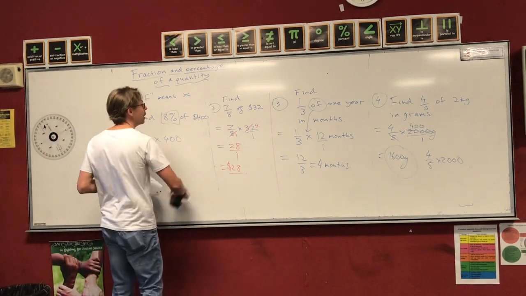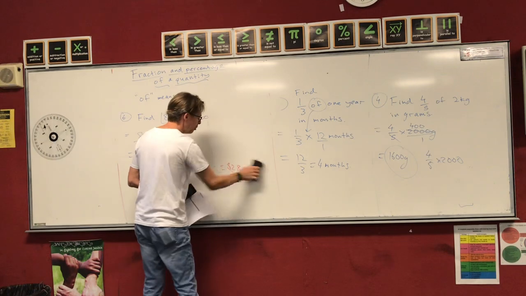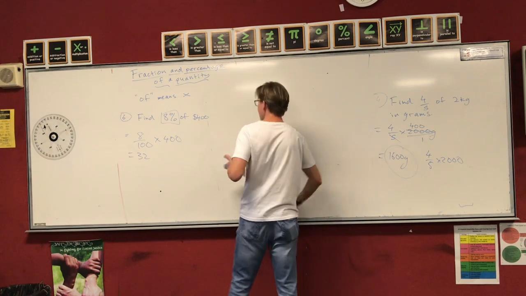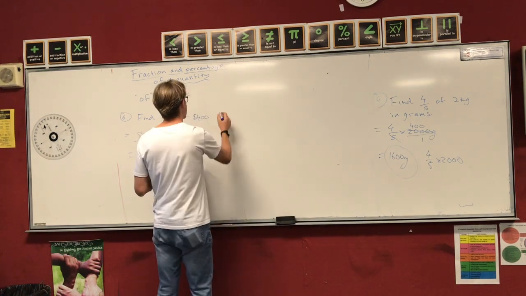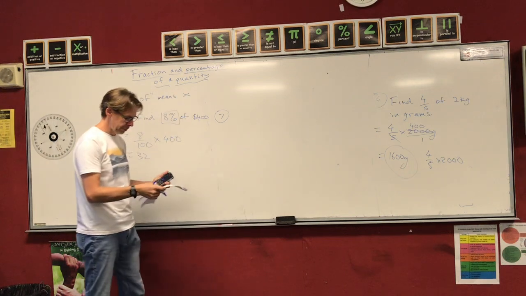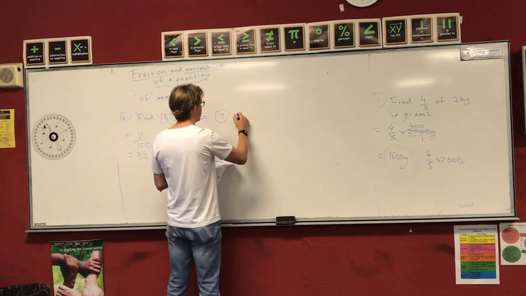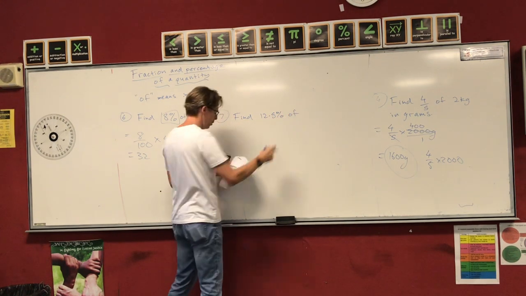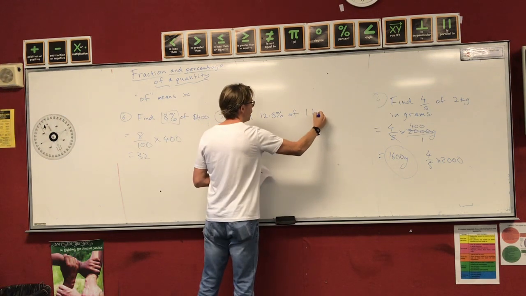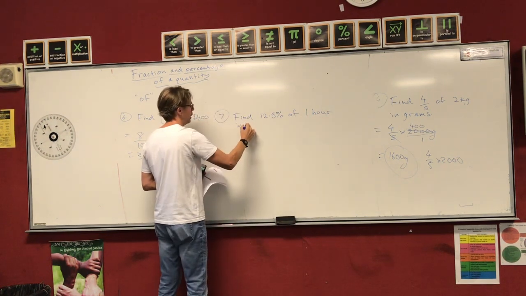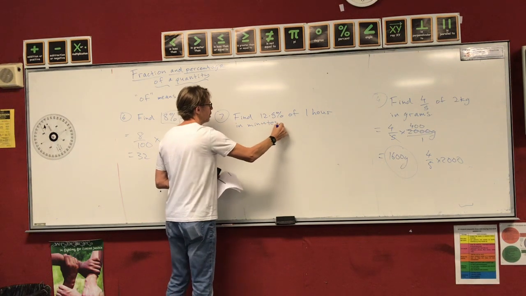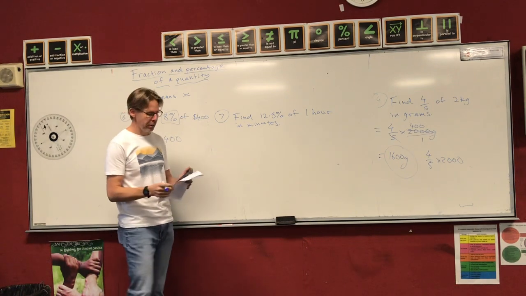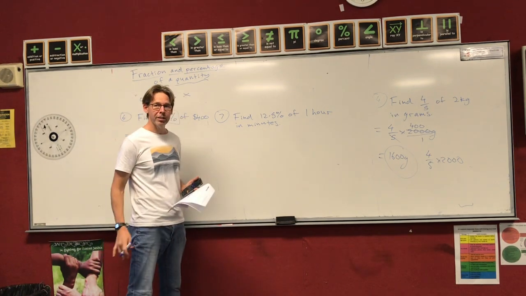Now, next question. You're going to try this by yourself and you are going to pause the video to have a go. Alright, so question number 7. Here we go. Okay. Find 12.5% of 1 hour in minutes. Alright, 12.5% of 1 hour in minutes. Pause the video, have a go at this question.